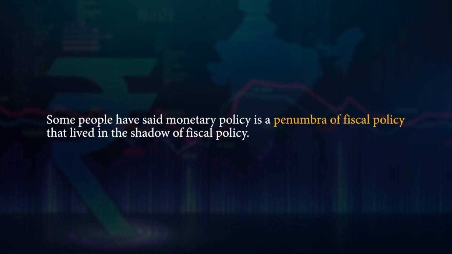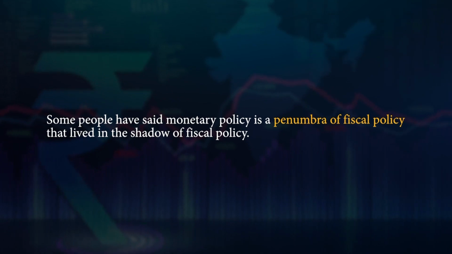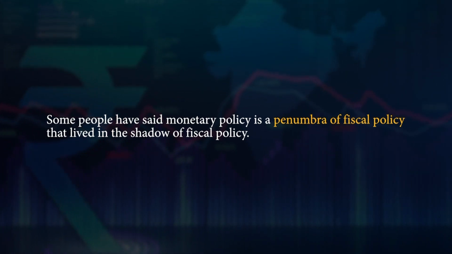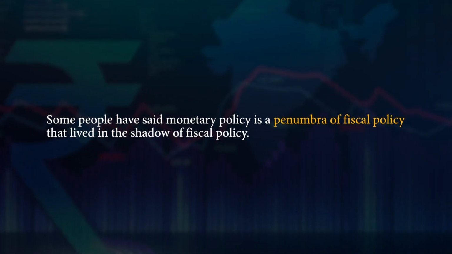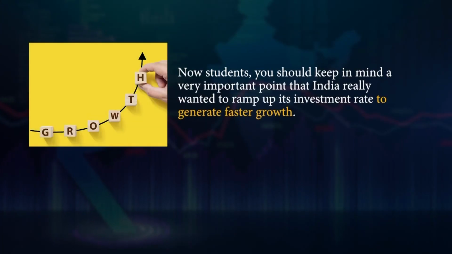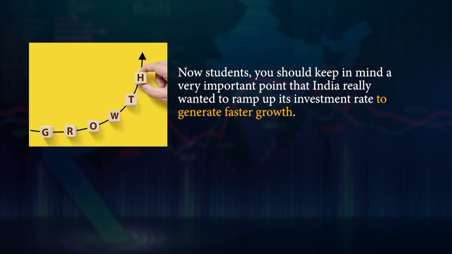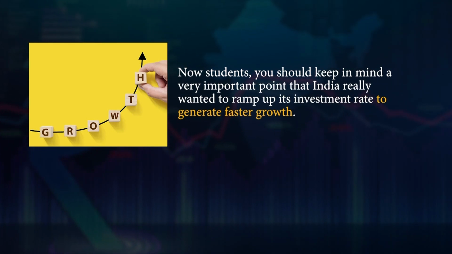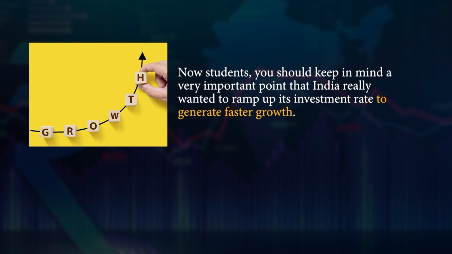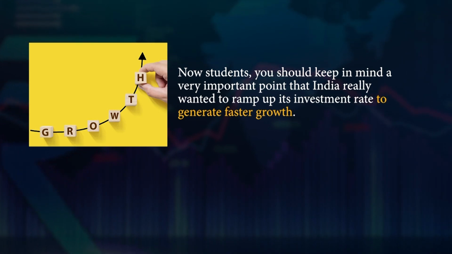Some people have always said that monetary policy is basically the penumbra of fiscal policy, that lived in the shadows of fiscal policy. Therefore, the RBI was expected to help fund the budget deficits, mainly through monetary creation or increasing the supply of money. Now, students, you should keep in mind a very important point that India really wanted to ramp up its investment rate to generate faster growth.